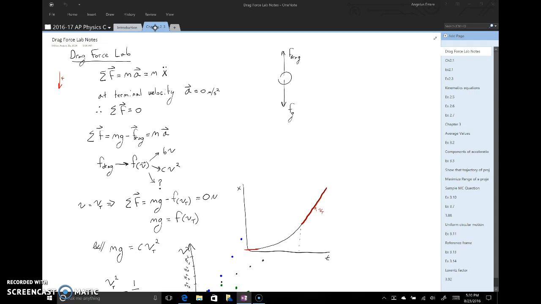So if you go into my OneNote and you switch over to chapters 2 and 3, which is the section we're going to be working on for the next couple of days, you can see the first page here is our drag force lab notes. And I just want to go through these with you guys.